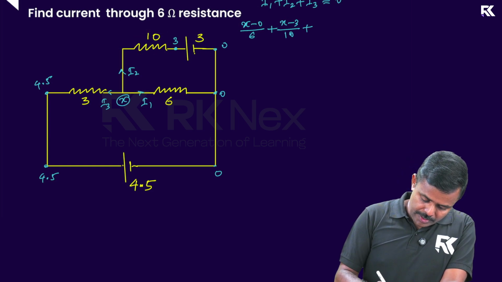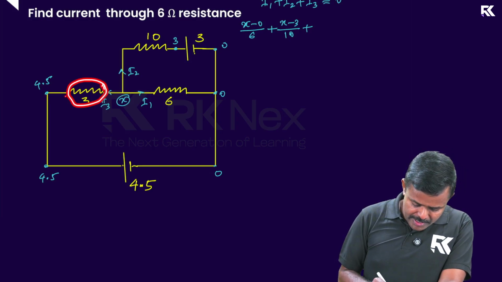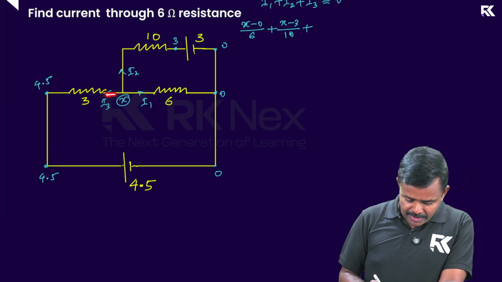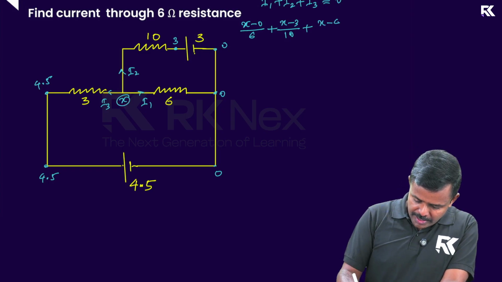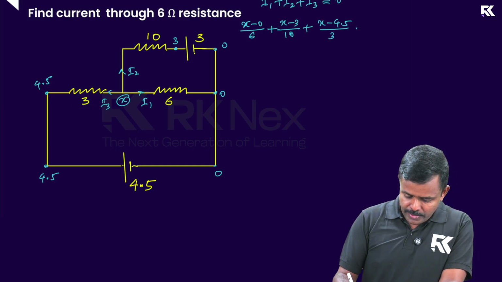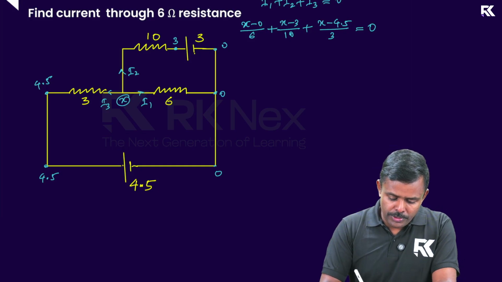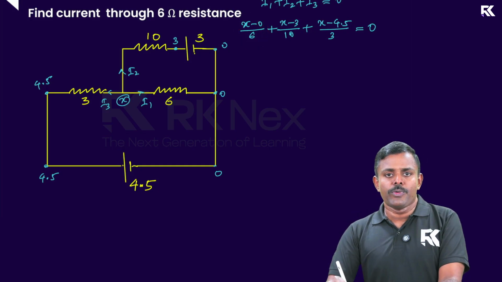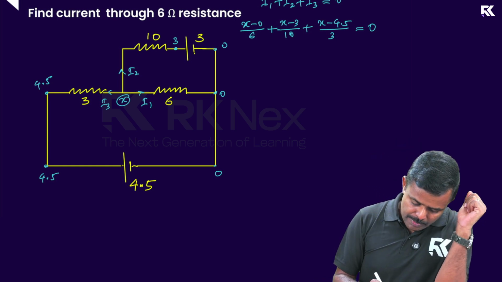Plus, for the third one, the left end of this resistor is at 4.5 and the right end is at X. So the potential difference is X minus 4.5, divided by the resistance along that path, which is 3. It's equal to 0. I have taken Ohm's law, where current is found using V equals I into R, or I equals V by R. Now I can simplify this further.